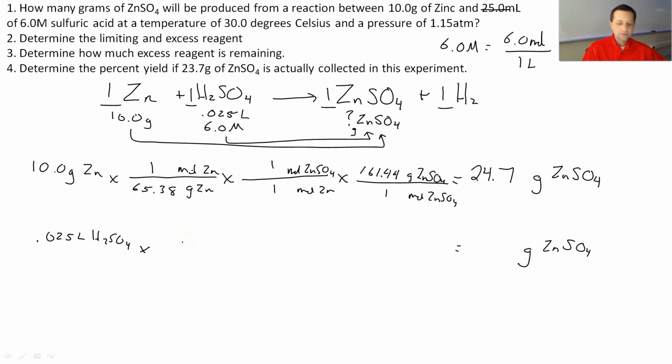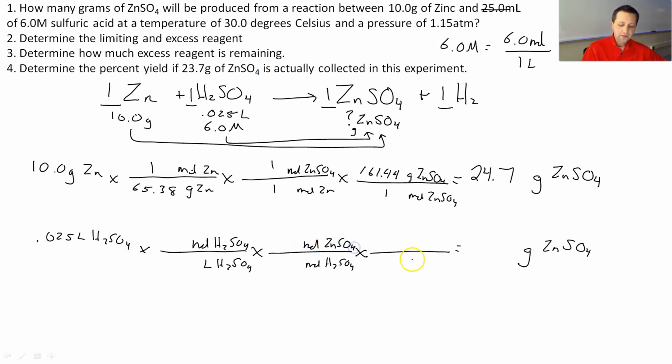And if you look at your stoichiometry roadmap, it's a three-step process. So you go from molarity to mass of substance B. Okay, cancel out liters of H2SO4 and go to moles. According to our roadmap, cancel out moles of H2SO4 and go to moles of ZnSO4. Cancel that out and go to grams.